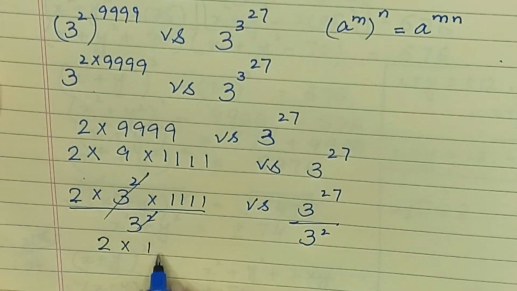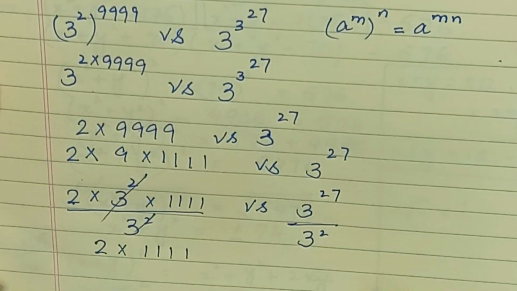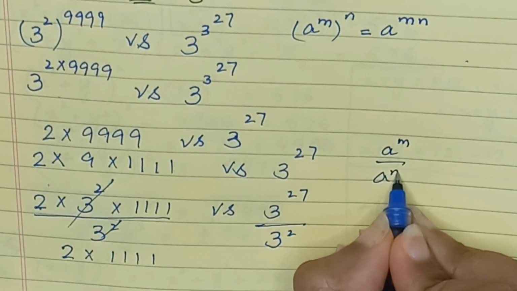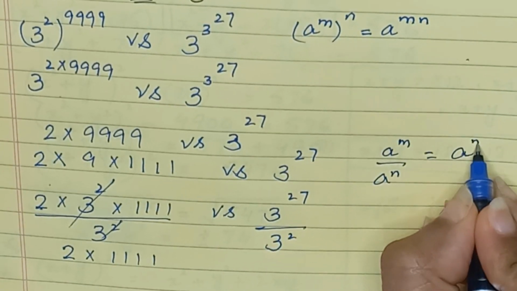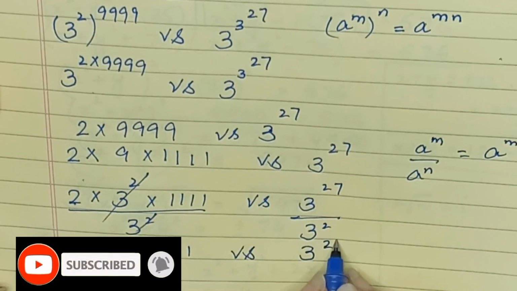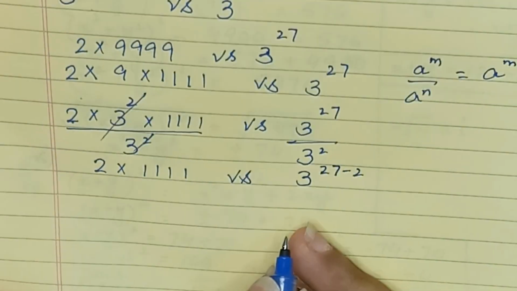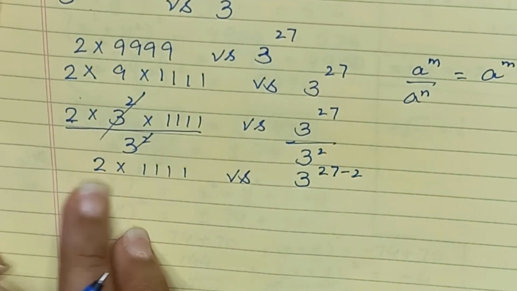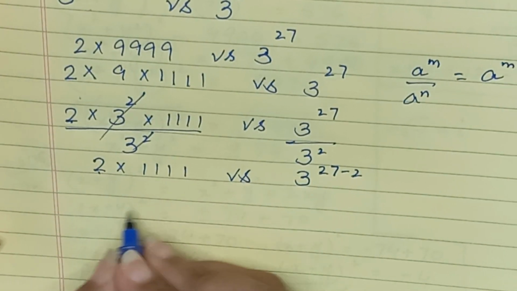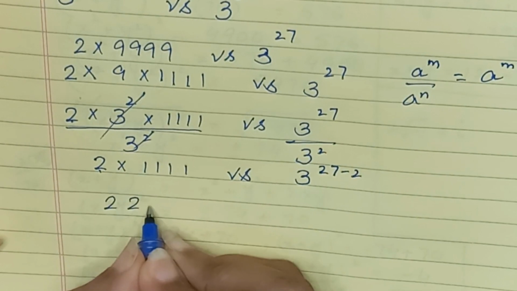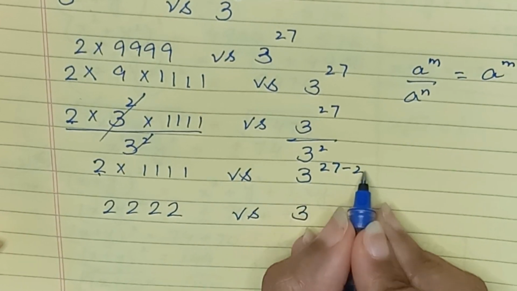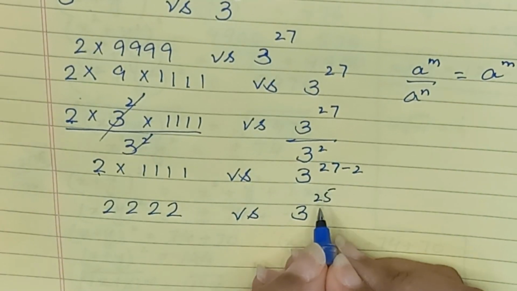2 multiplied by 1111, and we know that a raised to the power m divided by a raised to the power n is equal to a raised to the power m minus n. So it will become 3 raised to the power 27 minus 2. So it will become 2 multiplied by 1111 is 2222, and 3 raised to the power 27 minus 2 is 25.